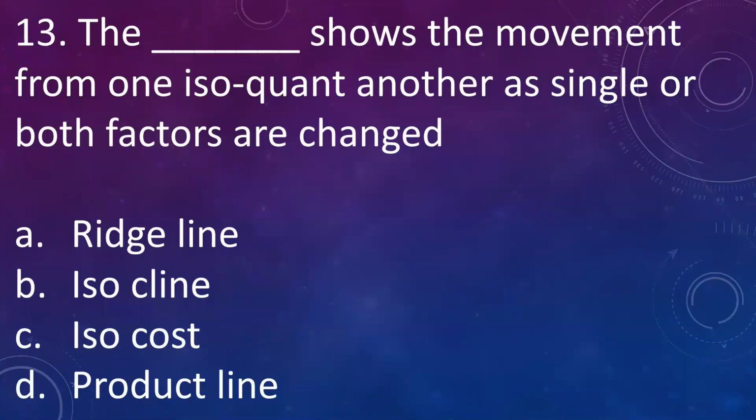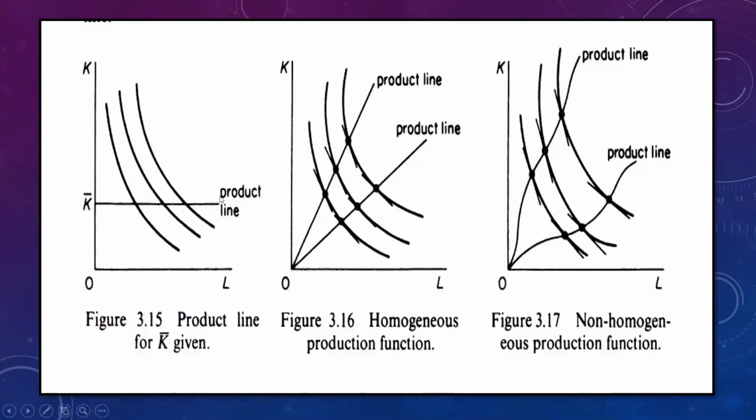Then our next question is, the dash shows the movement from one isoquant to another as single or both the factors are changed. A, ridgeline, B, isocline, C, isocost, D, product line. The answer is product line. Product line shows the movement from one isoquant to other isoquant when either one input is changed or both the inputs are changed.